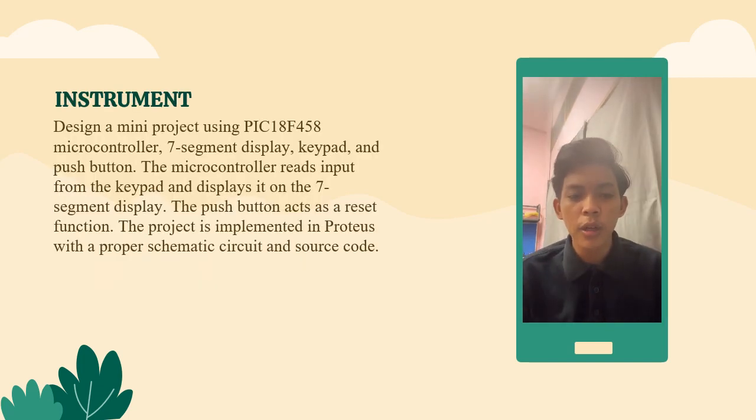Next, let's discuss the instrument. The instrument is a small project with a PIC 18F458 microcontroller, keypad, push button, and 7-segment display. The input from the keypad is read by the microcontroller, which then shows it on the 7-segment display. The reset feature of the push button is utilized. The project's source code and appropriate schematic circuit are implemented in Proteus.